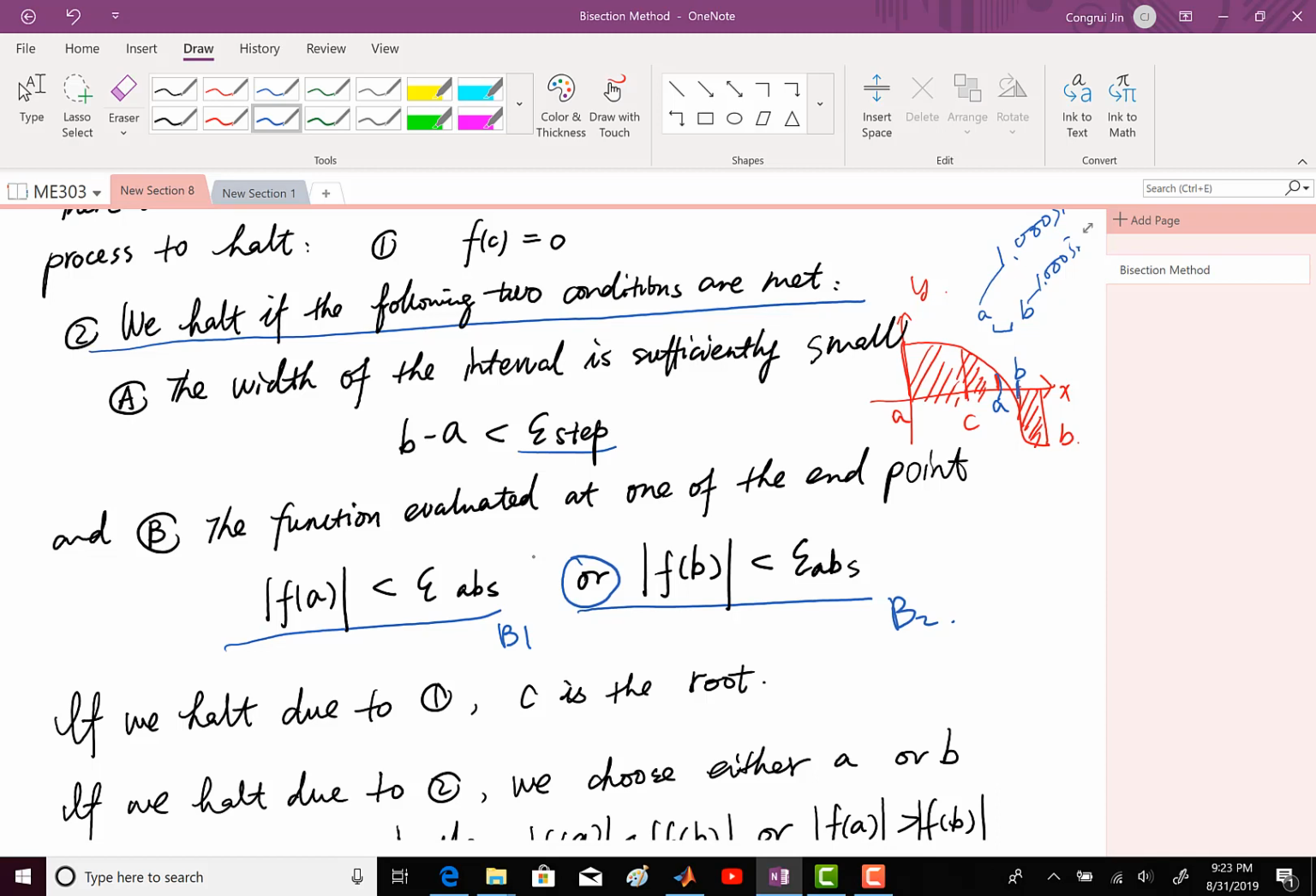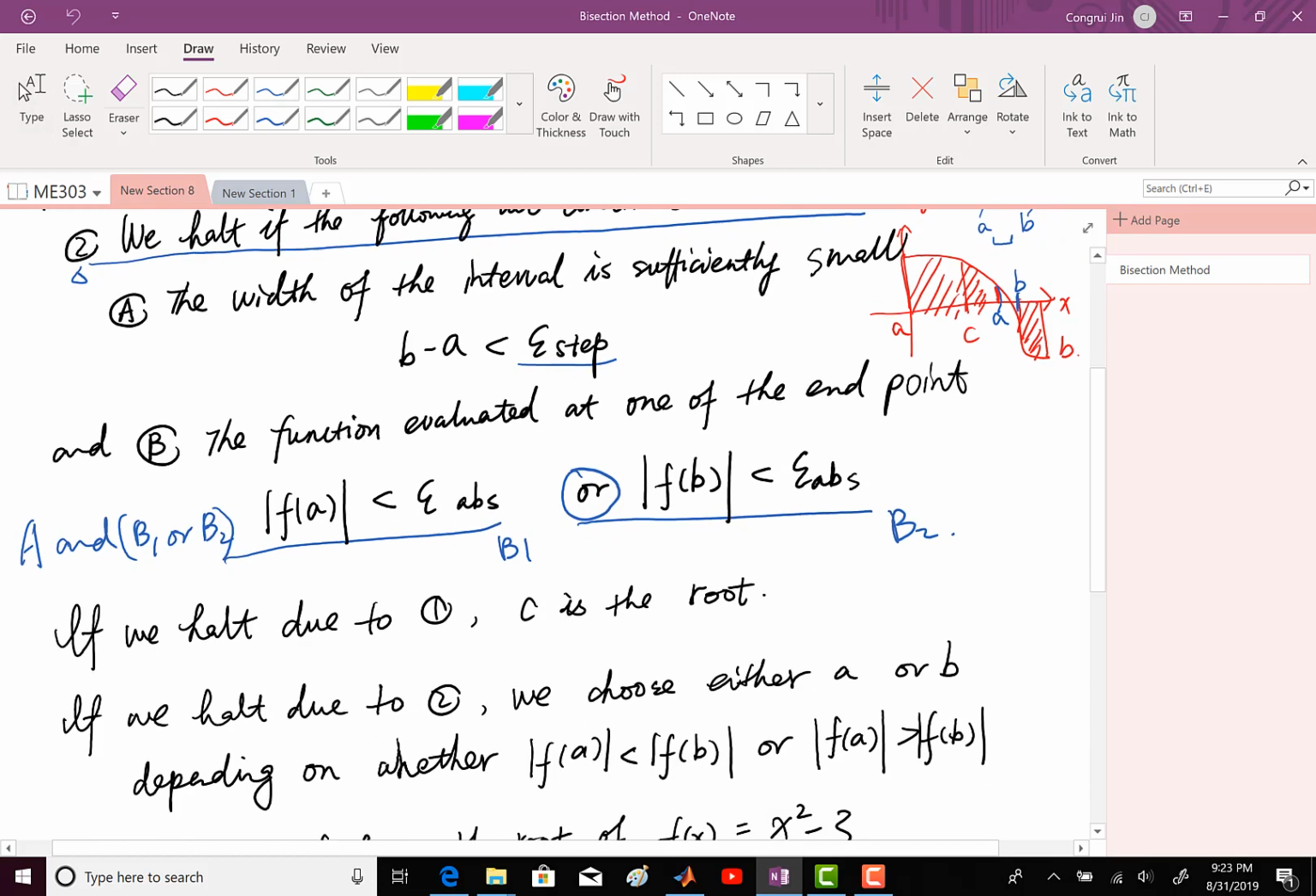So for the second condition, it includes condition A and condition B. Both of them should be satisfied, A and B, and B is condition B1 or condition B2. So this is the second condition. Let me explain why we need this condition B.